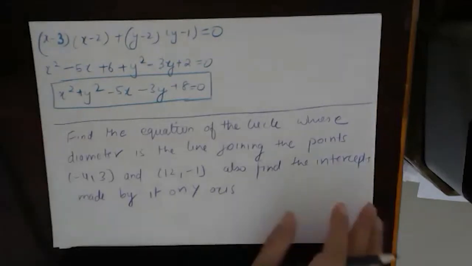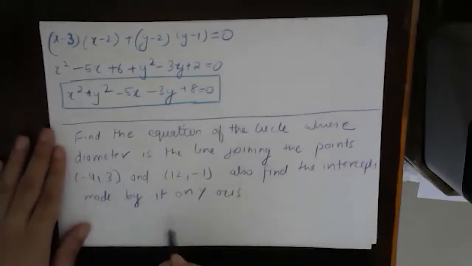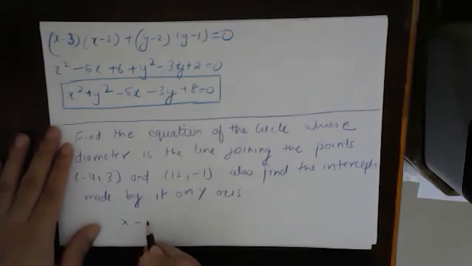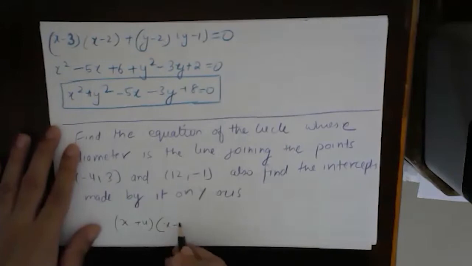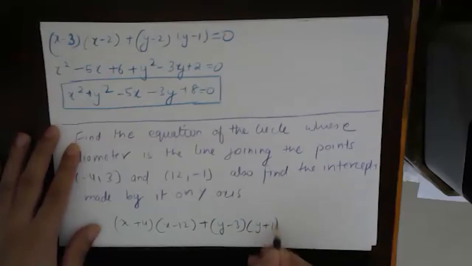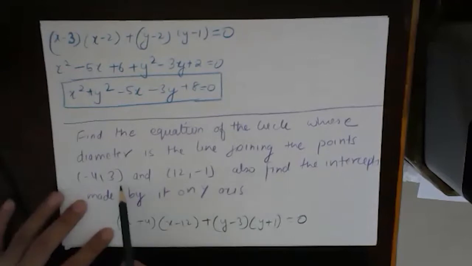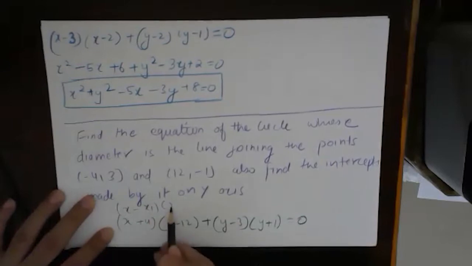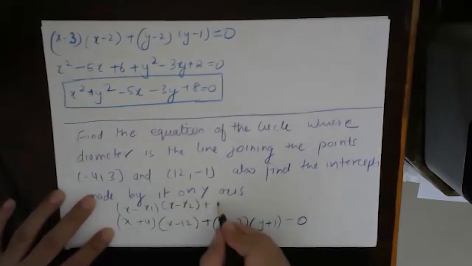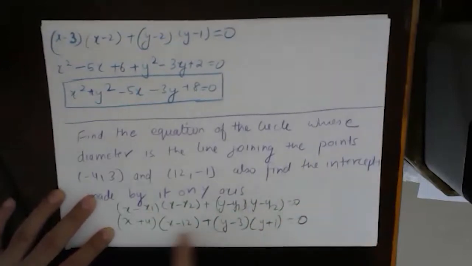Okay, so let's start solving. The equation of the circle using these two points as a diameter, we already know, will be (x minus of -4), so this will be (x plus 4)(x minus 12) plus (y minus 3)(y plus 1) equal to 0. That is, (x minus x1)(x minus x2) plus (y minus y1)(y minus y2) is equal to 0. This will be the equation of the circle.